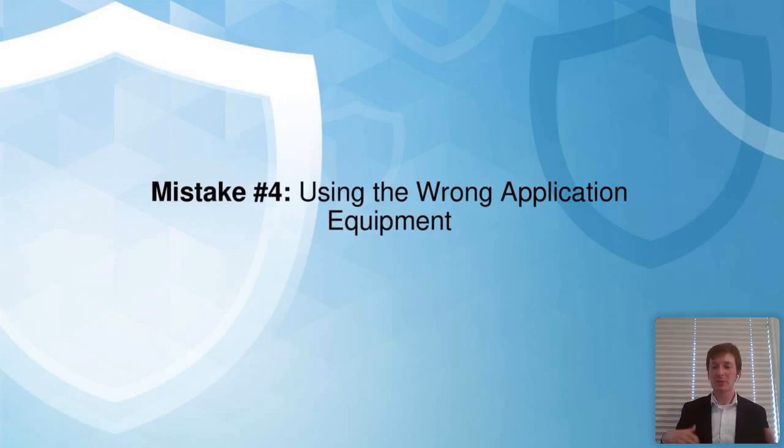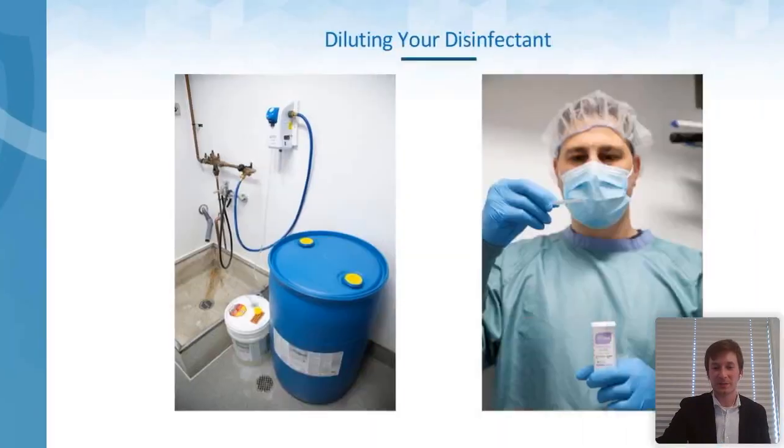So now that we've talked a little bit about how to choose a safe and effective product, we'll get into the other aspect, which is just as important, which is how the product is actually being applied to surfaces, because this can really make a big difference in terms of efficacy. A main mistake is using the wrong application equipment when applying the disinfectant.